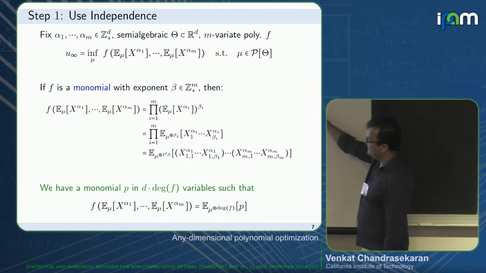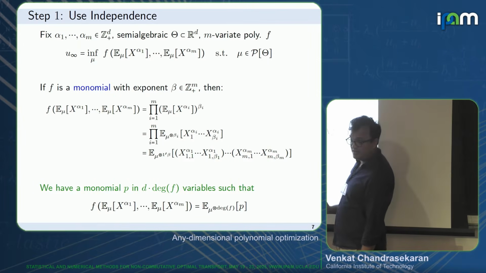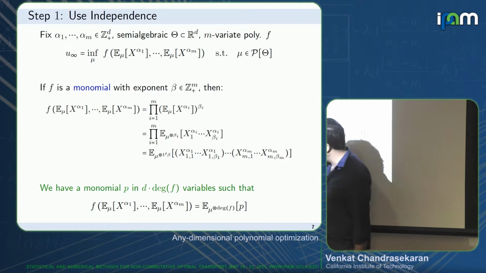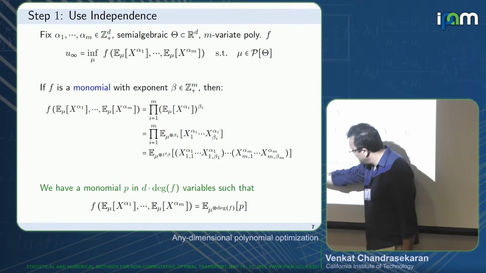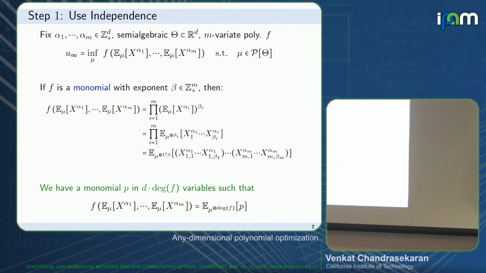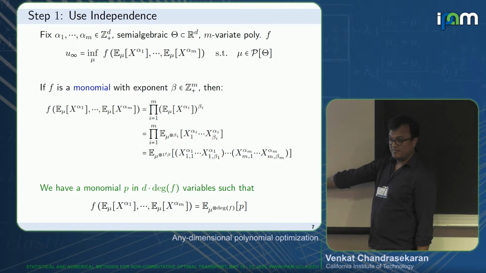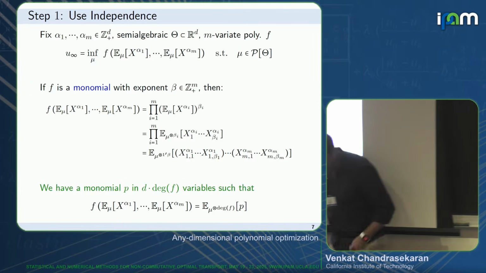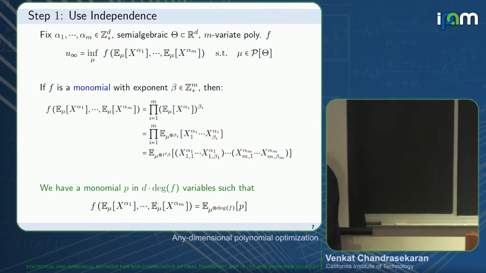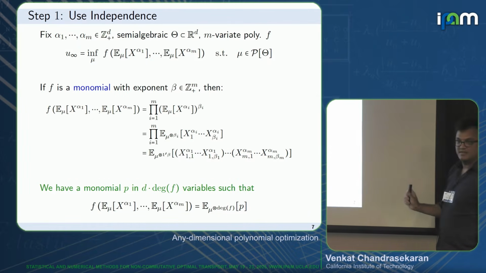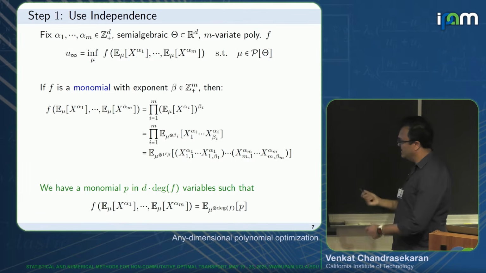But the upshot of this logic is that when f is a monomial, we have identified a monomial p, and d times degree of f many variables, such that this is true. That into f, when I plug in these moments, that's equal to taking the expectation with respect to a product measure of p. And f, being a monomial, yields a monomial p.